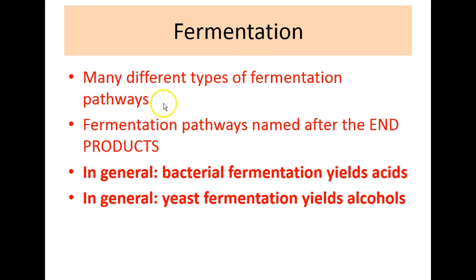There are many different types of fermentation pathways. Fermentation pathways are named after the end products of the pathway. In general, we can state that bacterial fermentation yields acids. In general, we can state that yeast fermentation yields alcohols. Acids and alcohols are end products of fermentation.